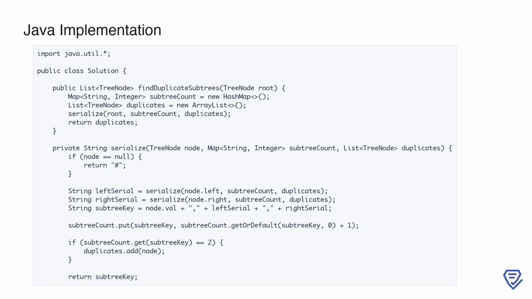In the serialize method, we first handle the base case where the current node is null. For null nodes, we return a placeholder string, in this case, hashtag. Next, we recursively serialize the left and right subtrees, storing the results in left serial and right serial. Then, we construct a unique string representation of the current subtree by combining the value of the current node with its left and right serializations, separated by commas.